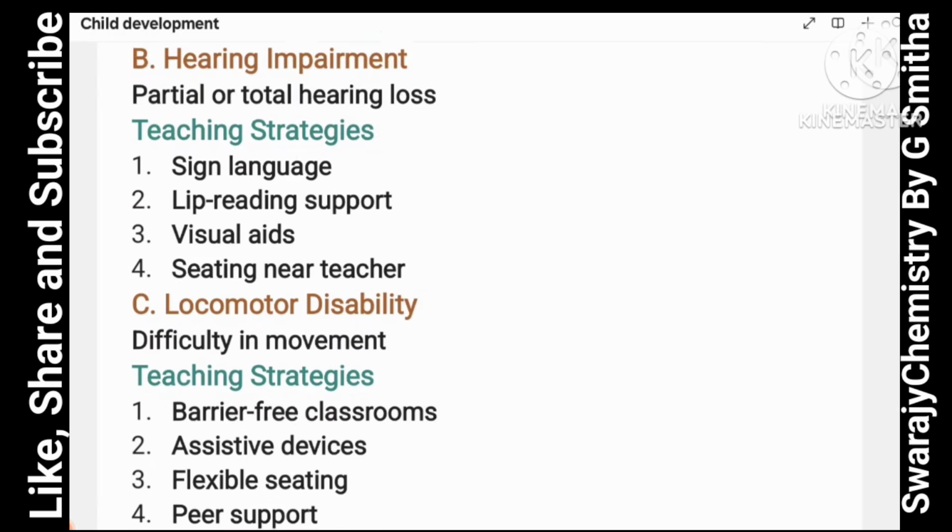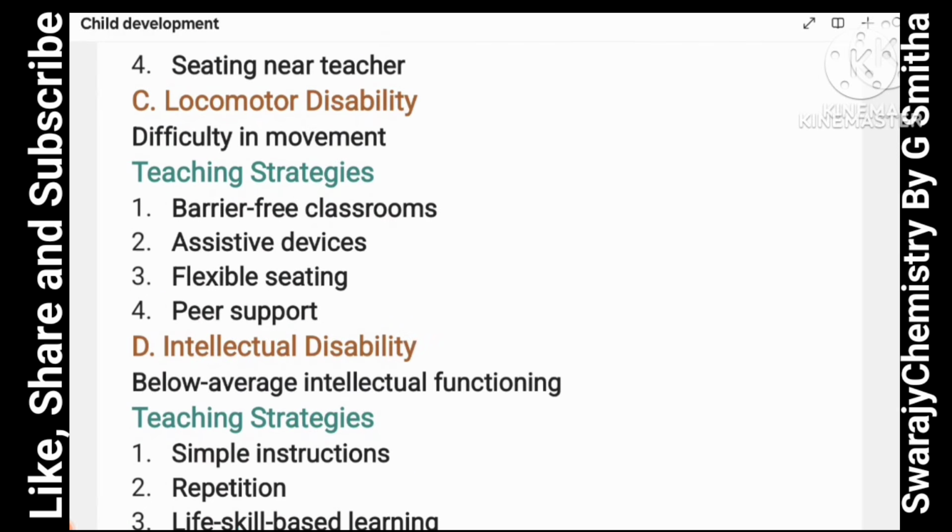The third impairment is locomotor disabilities. Locomotor disability means a difficulty in movement. The child may have problems in walking, standing or using hands. The teaching strategies are, the first one is barrier-free classrooms. School should have ramps, wide doors, proper seating so the child can move easily.